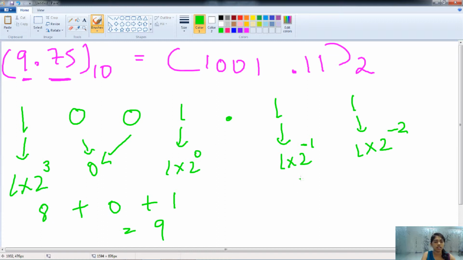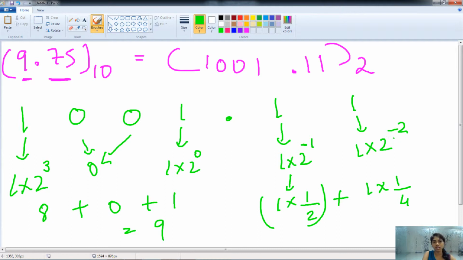Now 2 raised to minus 1 is written like this: 1 into 1 upon 2, plus, addition like we have done here, plus 1 into 1 upon 4.